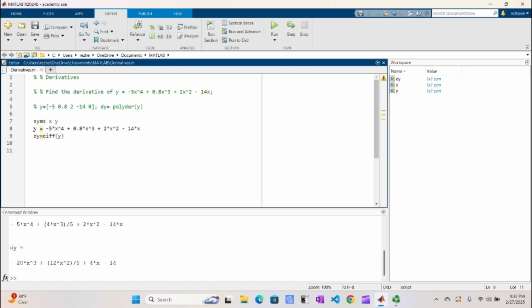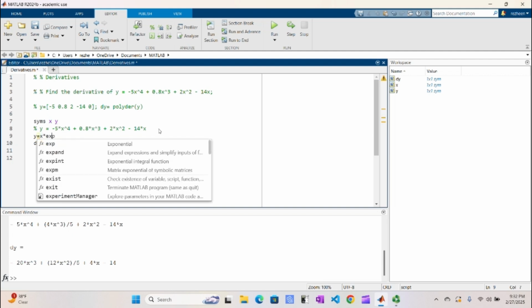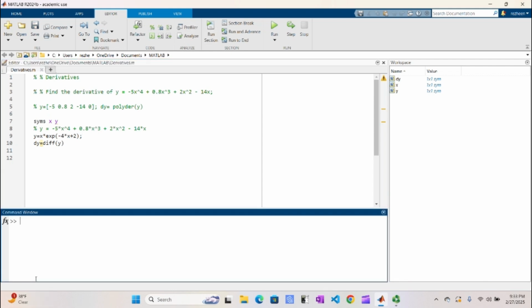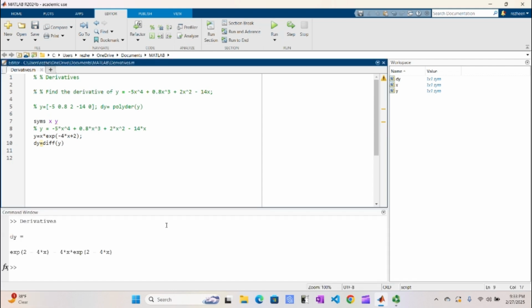We can take derivatives of any function. So let's take the derivative of a function that is not a polynomial. So we can say y equals x times e, so it will be exp, and we put -4 times x plus 2, like this, and we take the derivative of this function, and we still get a good answer. We were still able to take the derivative of it. So this is the derivative of this function here.